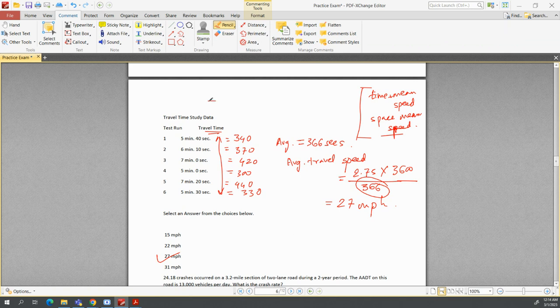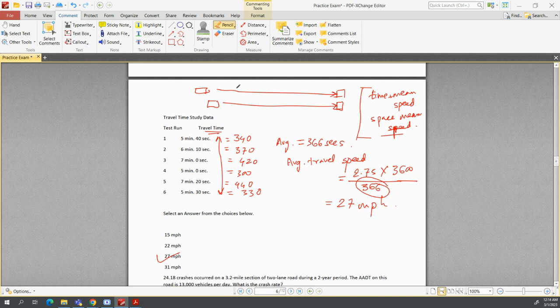Space mean speed: let's say this is a car here and it traveled all the way up till here. You find the travel time it took. There is another car; these are called floating cars. Again this same car went back and traveled the entire corridor to see the time it took to cover the length.